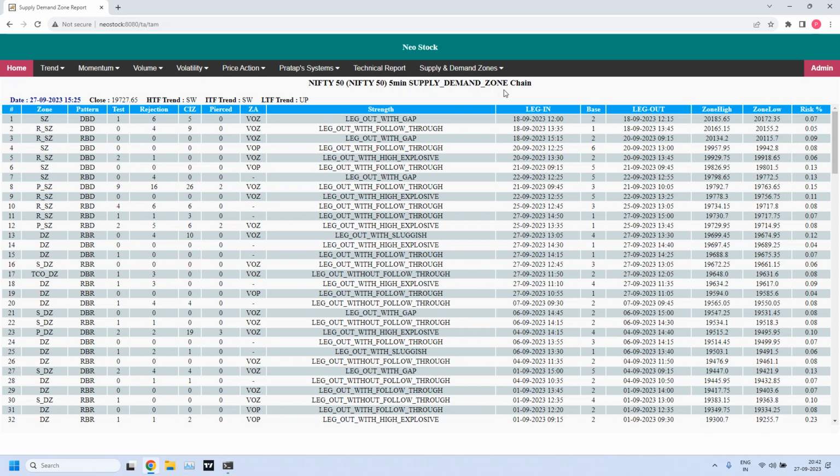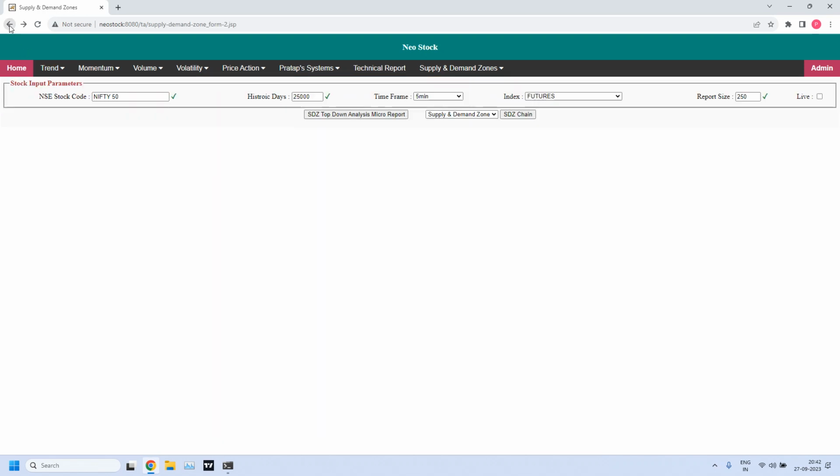Because I know many people are trading only in Nifty and Bank Nifty. So let me go back to the previous screen and let me select the stock code Nifty Bank. This is the index data, not the futures data.